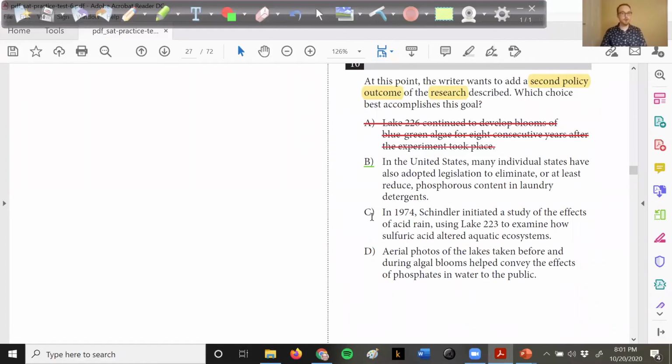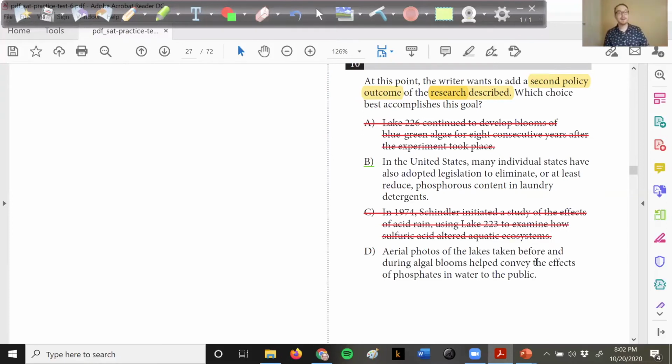C, in 1974, Schindler initiated a study of the effects of acid rain using Lake 223 to examine how sulfuric acid altered aquatic ecosystems. Okay, that isn't connected to policy outcomes, and it's not connected to the research we've been reading about. It actually just describes a whole different brand of research. So C, get out of here. D, aerial photos of the lakes taken before and during algal blooms helped convey the effects of phosphates in water to the public.